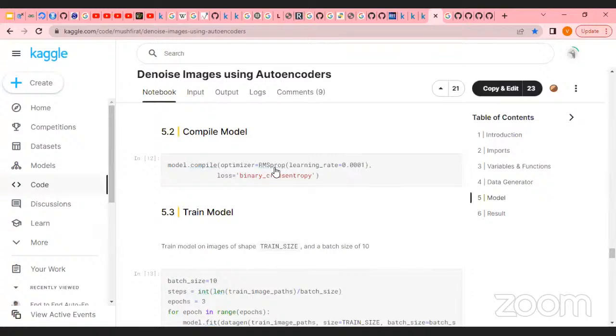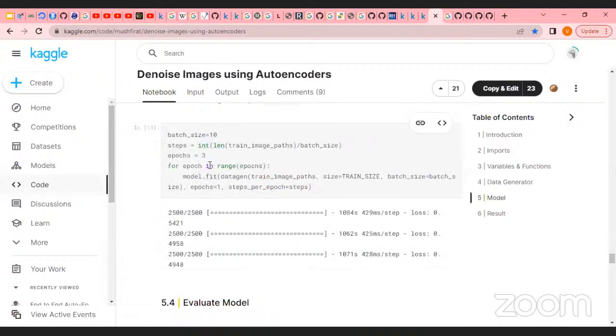Then we compile with RMSprop as our optimizer, and we set the learning rate. Since this uses binary cross entropy, because we are trying to separate only real and fake images or something like that, we then give the number of epochs and fit the model.